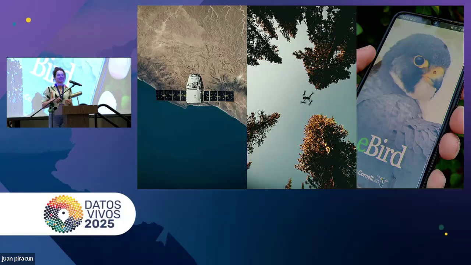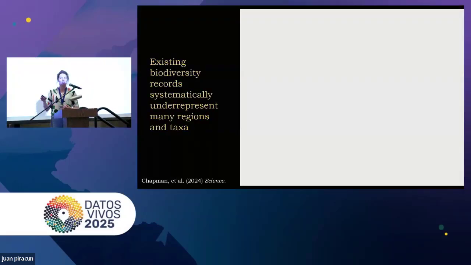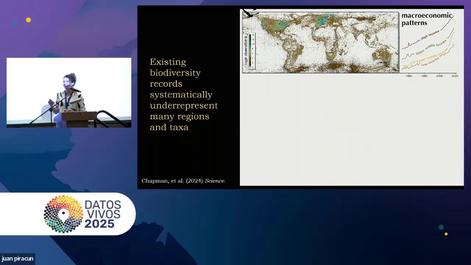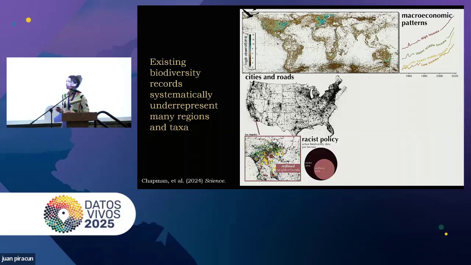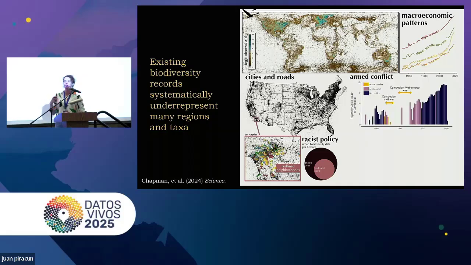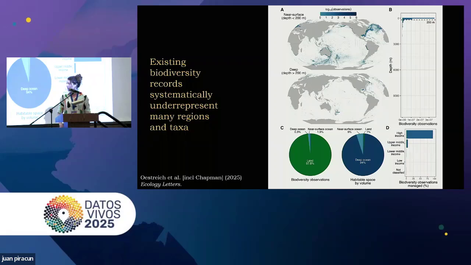Obviously, a heroic amount of effort is going into monitoring our biosphere and the ways in which it's changing, thanks largely to this community and the communities that stem off of this community. But despite all of this effort, of course, we have biases in these data. Not only biases that track macroeconomic patterns and accessibility metrics, but legacy effects of racist policies, armed conflict, and colonialism are all reflected in when, where, and by whom our data are collected. And this is true on land, but it's also true in the ocean.